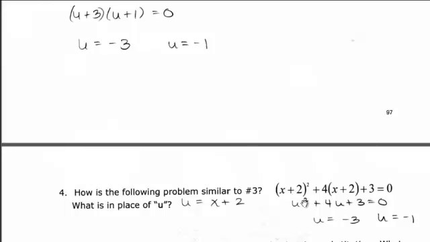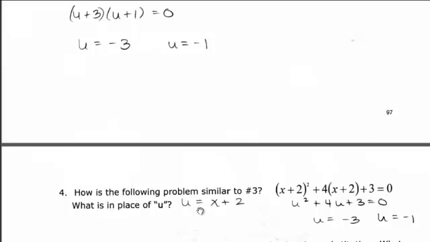So u squared plus 4u plus 3 equals 0. Now we already solved this and we know that u is equal to -1 and -3. However, if we were doing number 4, we don't want to know what u is equal to. We want to know what x is equal to.